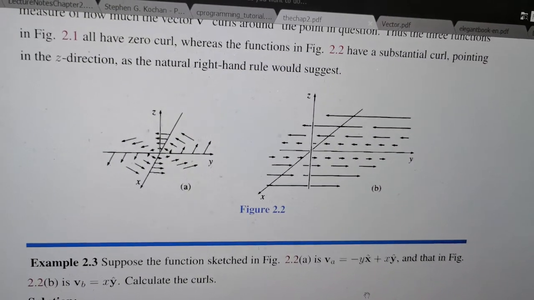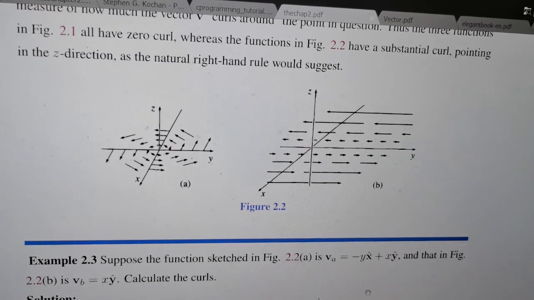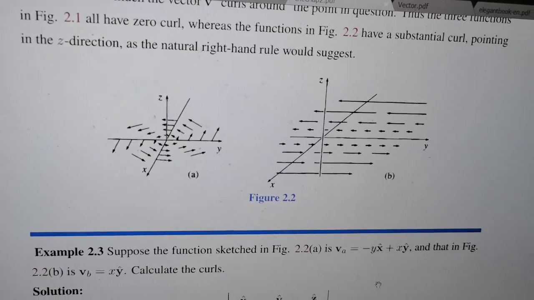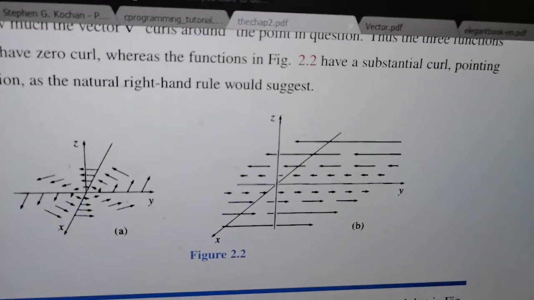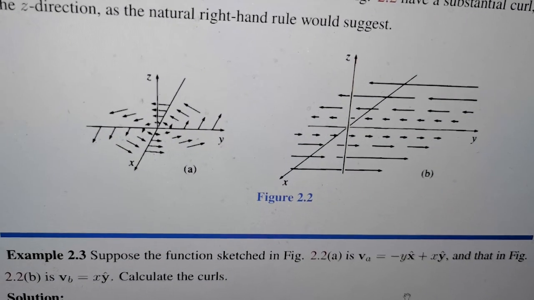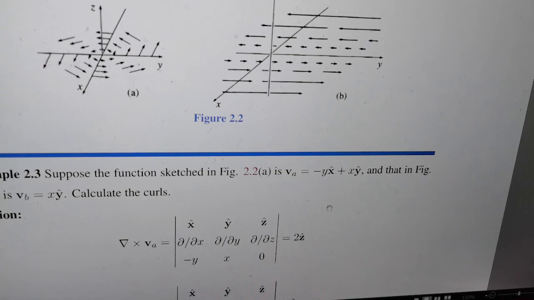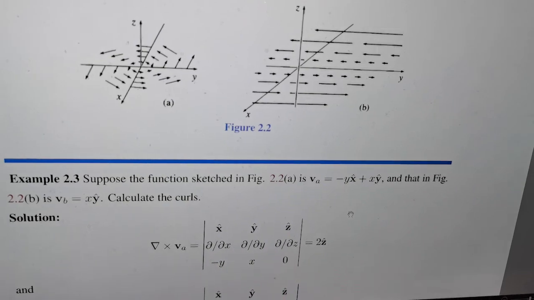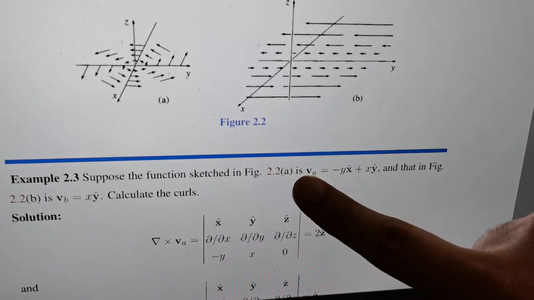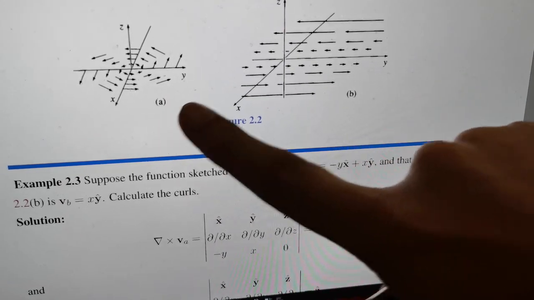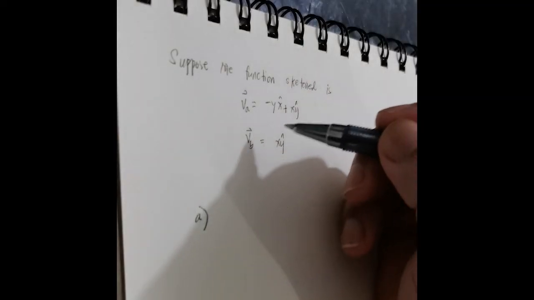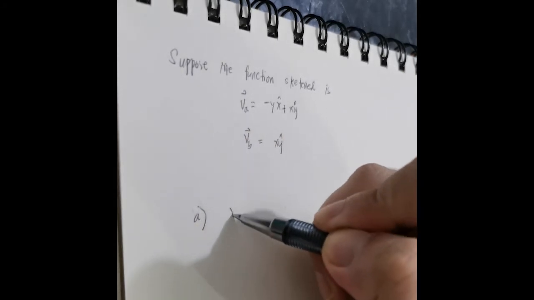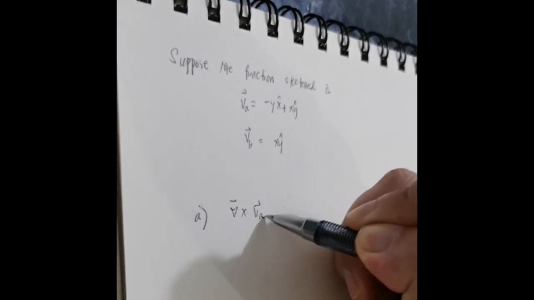So let's take a look at this example. This one is from my lecture notes that I uploaded, so you can see it there. We have these two vectors here, and we want to find the curl of the following two vectors, VA and VB. This is vector A and this is vector B. For letter A, we will get the curl. The formula is just del cross VA.